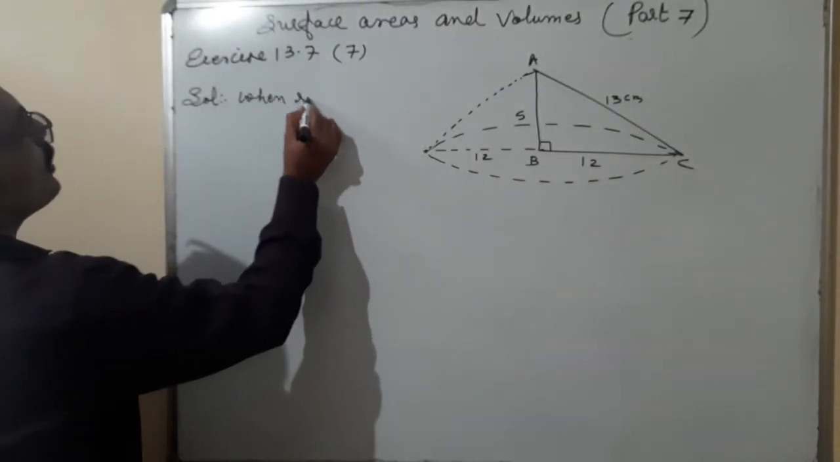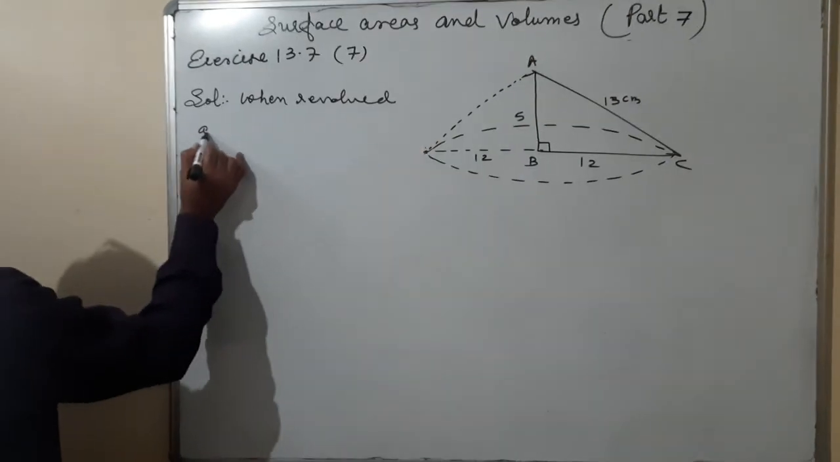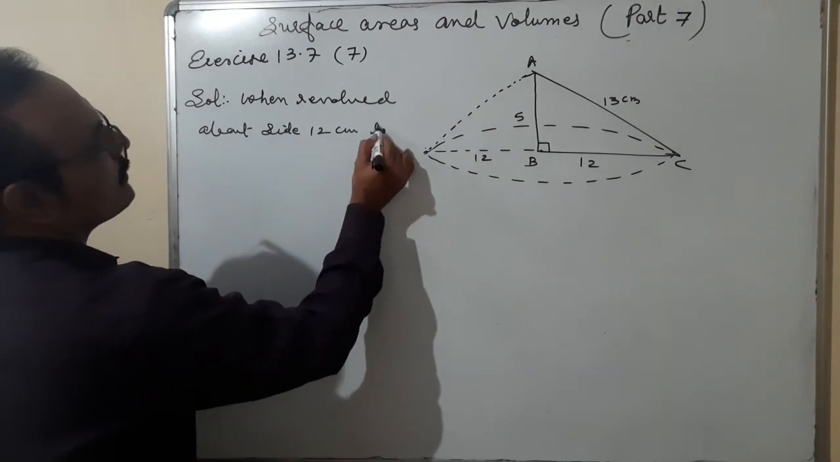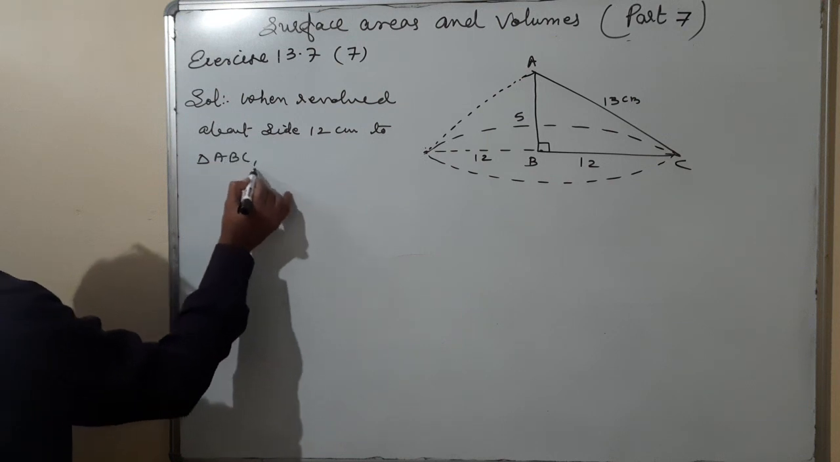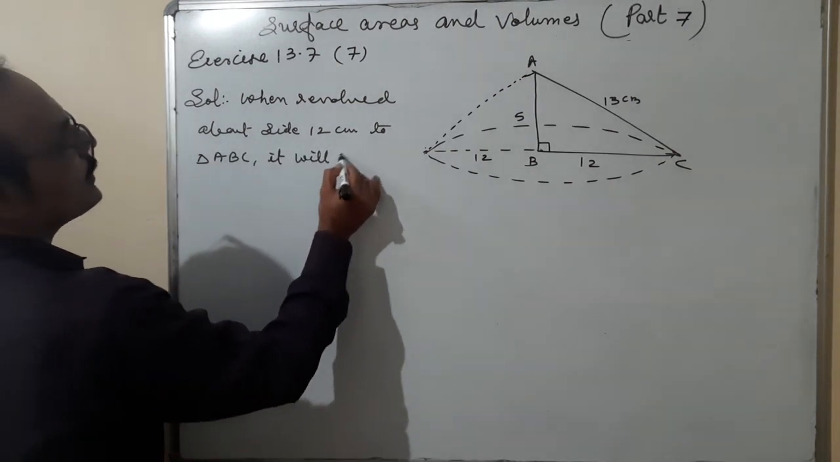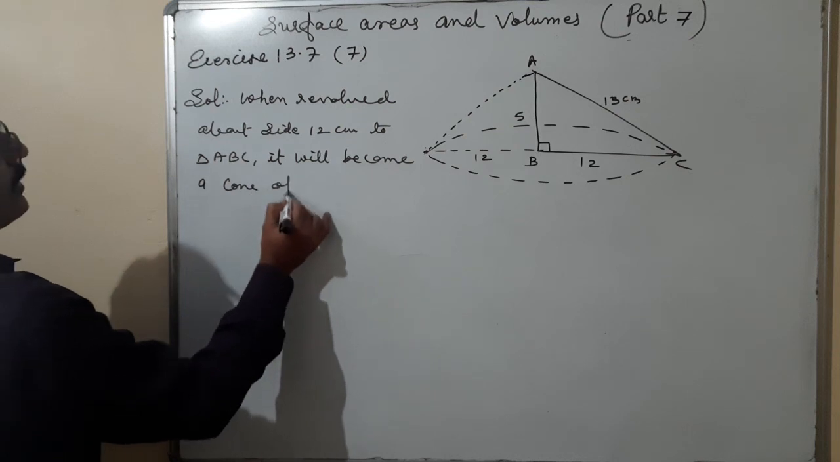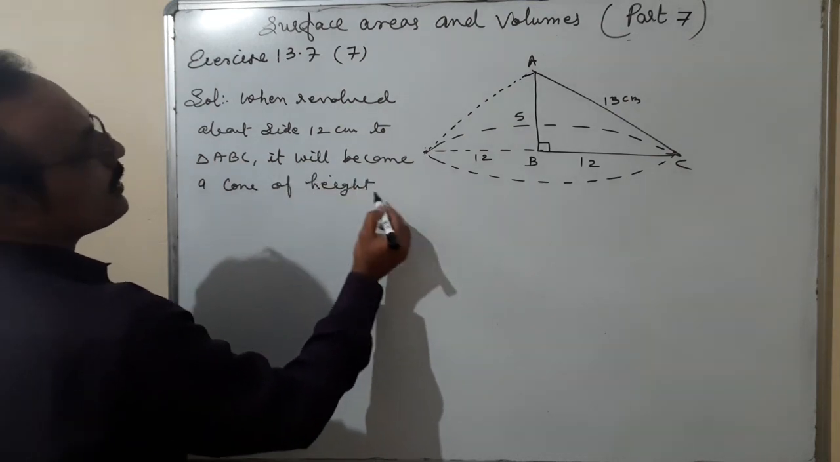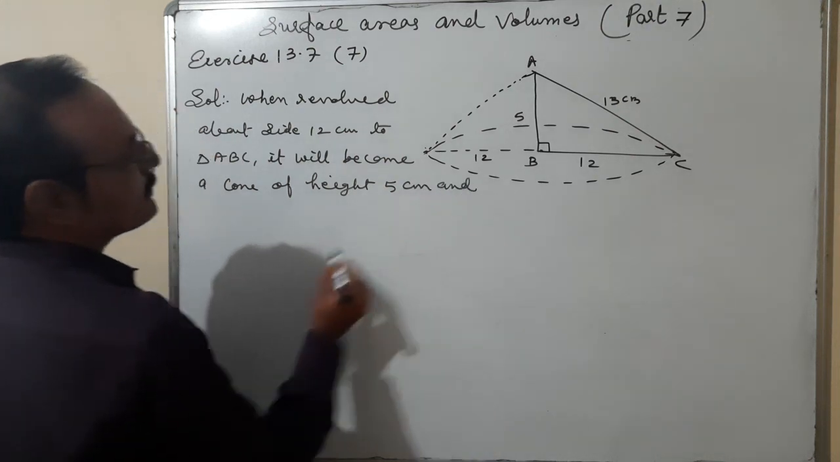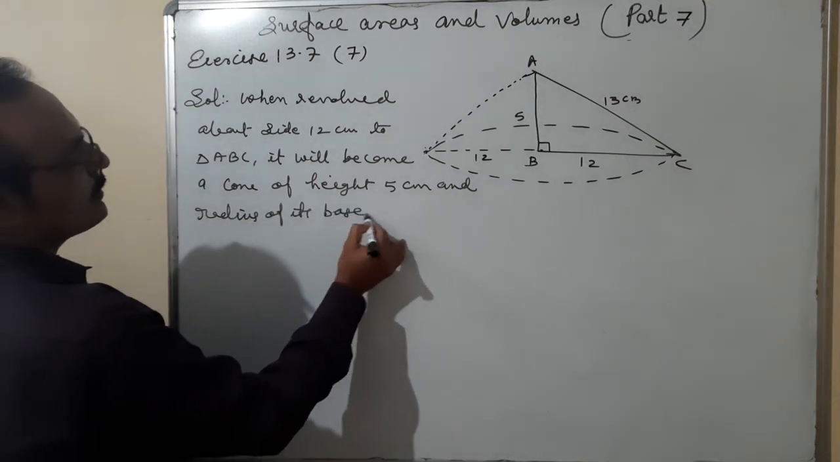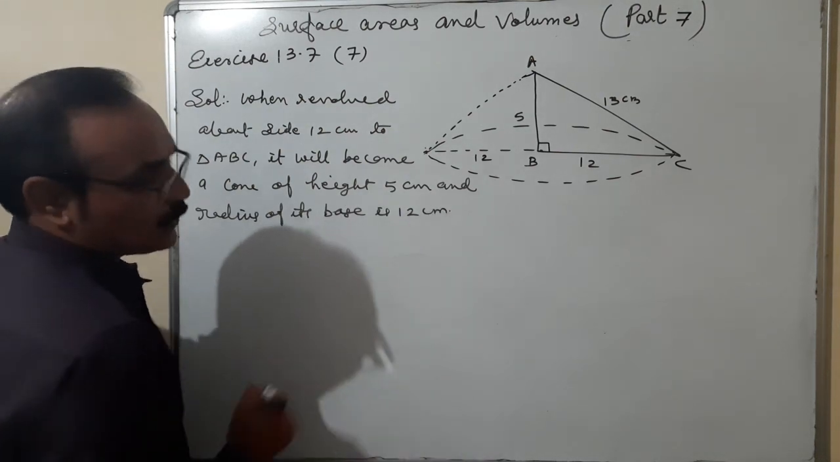So solution: when triangle ABC is revolved about the 12 centimeter side, it will become a cone of height 5 centimeter, and the radius of its base is 12 centimeter. Got it?